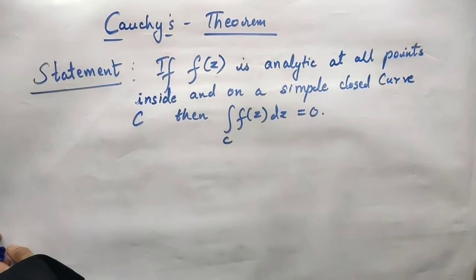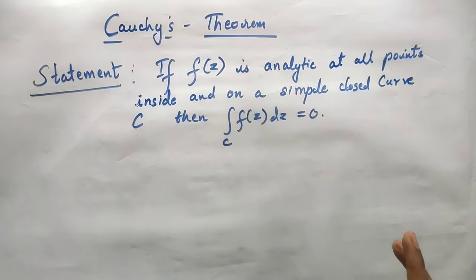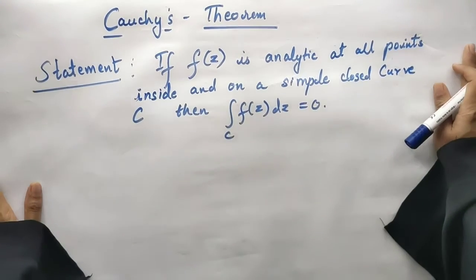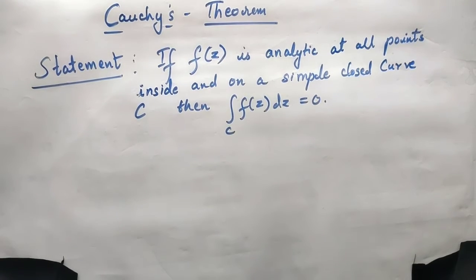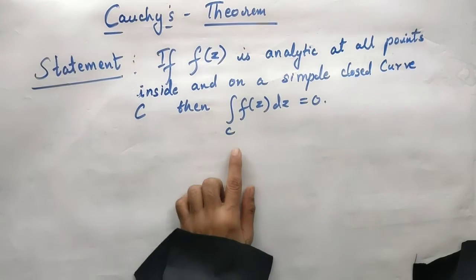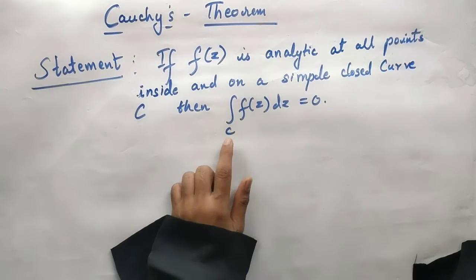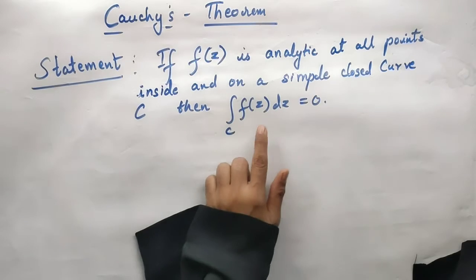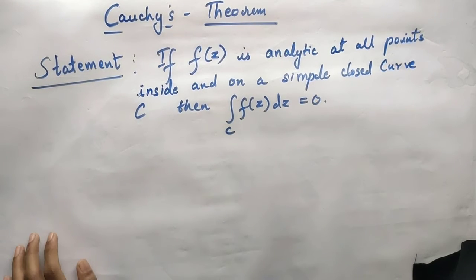In this session, I am starting with the theorem, that is Cauchy's theorem, which is one of the important theorems of your syllabus. Okay, so let us first understand and prove this. The statement says, if f of z is analytic at all the points inside and on the closed curve C, then the line integral over the closed curve C, f of z dz is equal to 0.